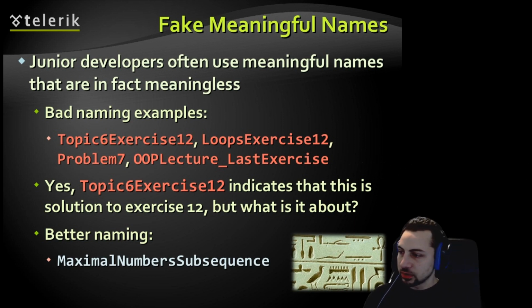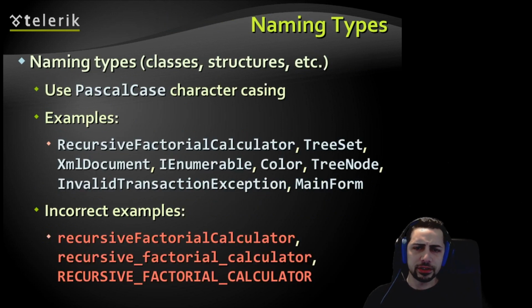So maximal number subsequence. It's going to get the maximal subsequence of a group of numbers. Sure. That's a much better name than topic 6 exercise 12. Used to be that there were limits on the size of method names. You could only have certain sizes, but that's not really a problem anymore in modern languages, although there is some limit. I think 4,096 characters the last time I checked, but that's not really relevant.